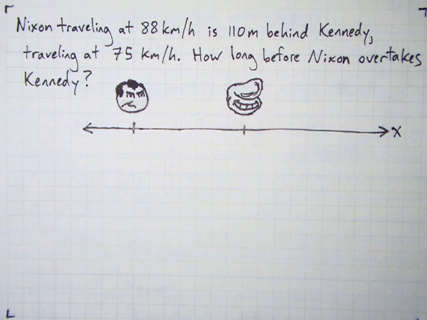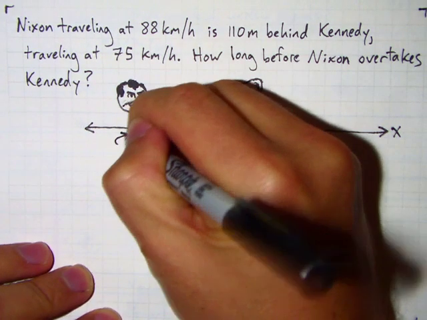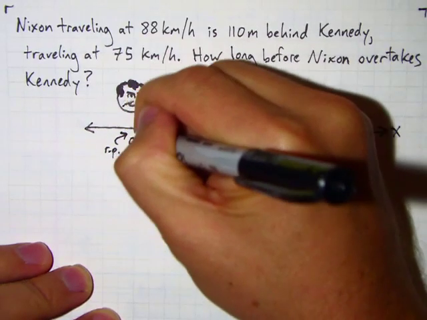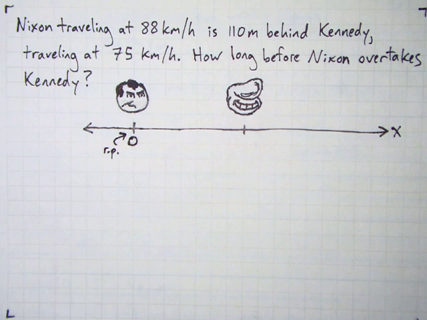We also are going to need a reference point. So I'm going to say the position where Nixon starts, his starting position, that'll be our reference point. We'll call that a position of 0. Okay.